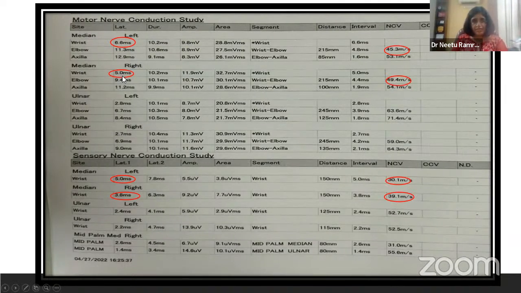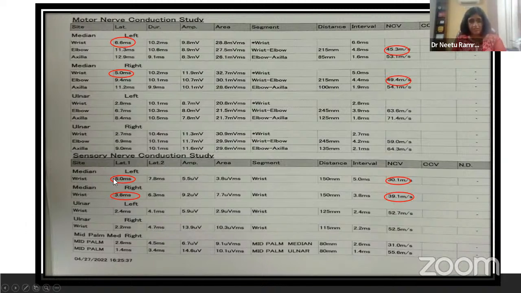This is the right median. Again, prolonged distal latency, amplitudes are more or less preserved, and a little decrease in the conduction velocity. The normal cutoff is around 50, so here you see 45, here you see 39. On the other hand, the ulnar studies show 2.8 distal latency, well-preserved amplitudes, and a conduction velocity of 63. Again on the right ulnar, 2.7, good amplitude, good conduction velocity.